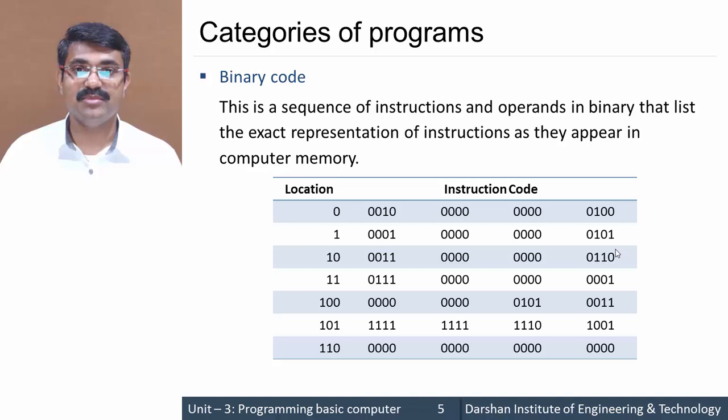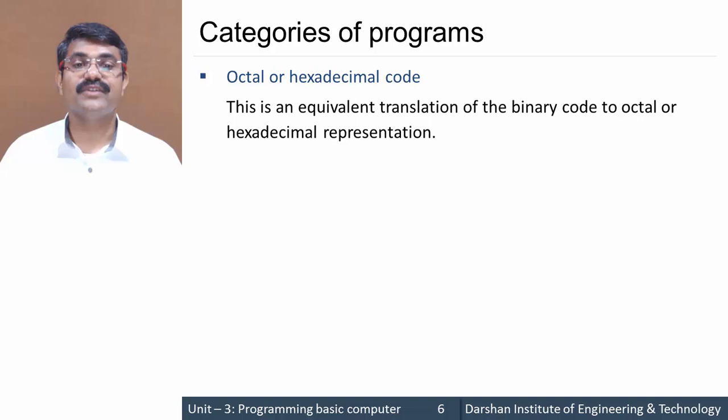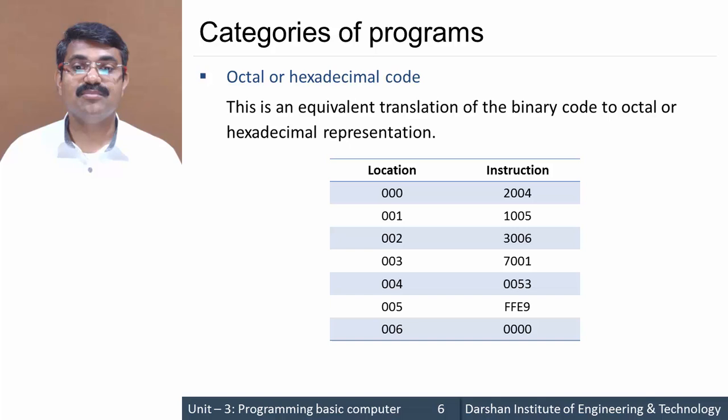So the another type or category of program is octal or hexadecimal. So one step ahead, from binary we are moving to octal or hexadecimal. Now, what is the benefit of writing that? Over here, instead of writing the binary codes, we would be writing the corresponding octal or hexadecimal representation. That means, over here, location 000 stores the instruction 2004. Now, you would be surprised, what does this 2004 mean? Now, it is some specific code for a specific instruction.